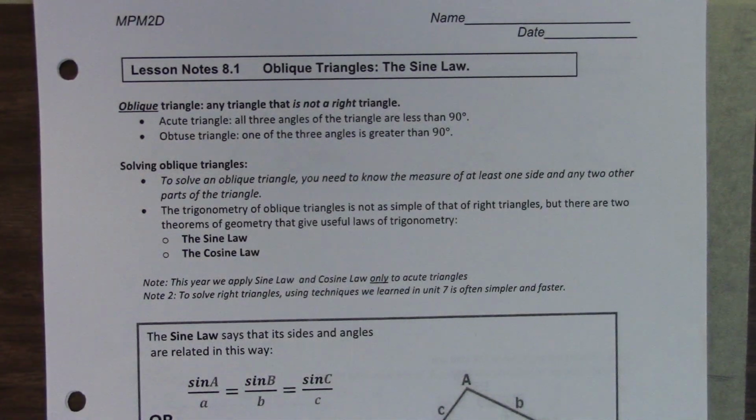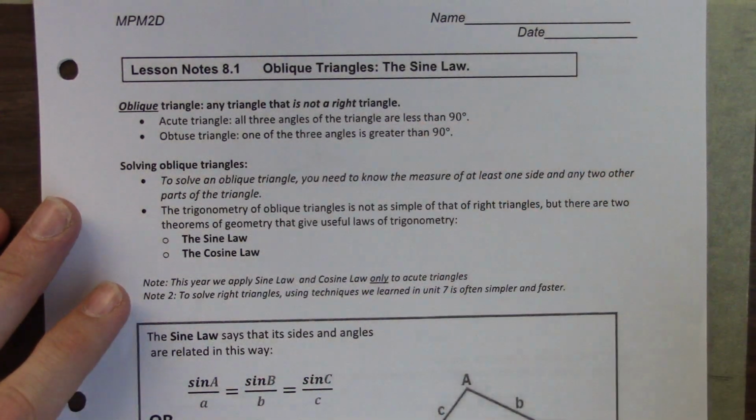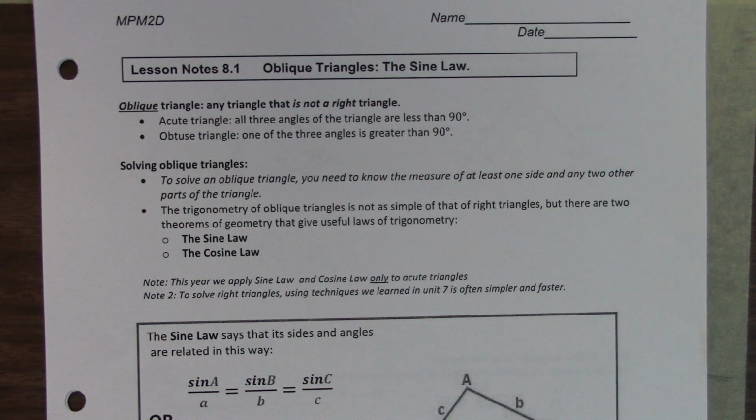All right, this is 8.1, oblique triangles, the sine law. So the difference between SOHCAHTOA and what we're going to learn today is that the triangles are not right angles. Okay, that's it. If you have a right angle, you can't use SOHCAHTOA.